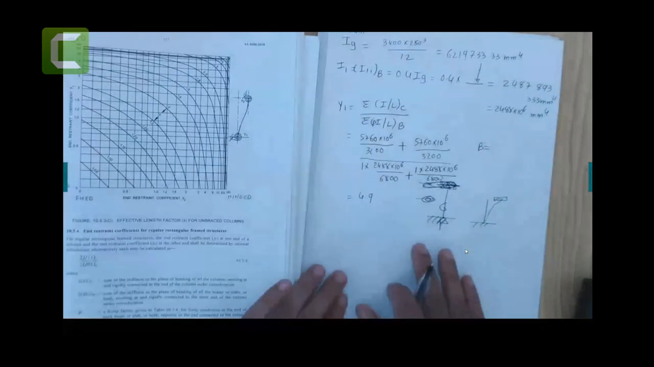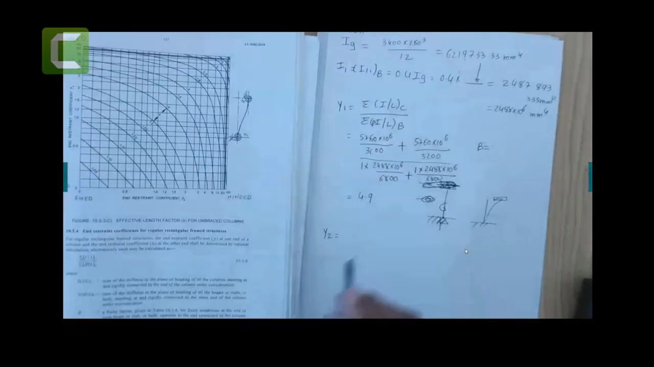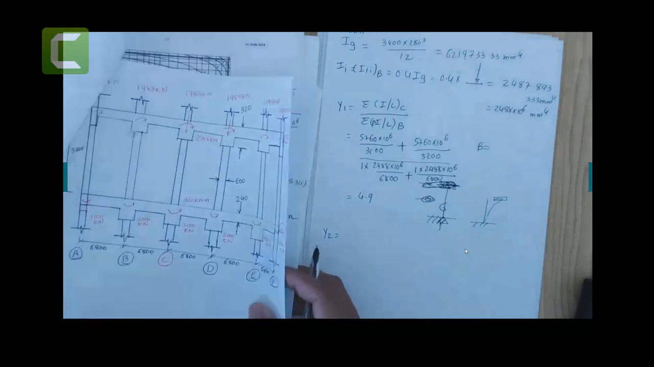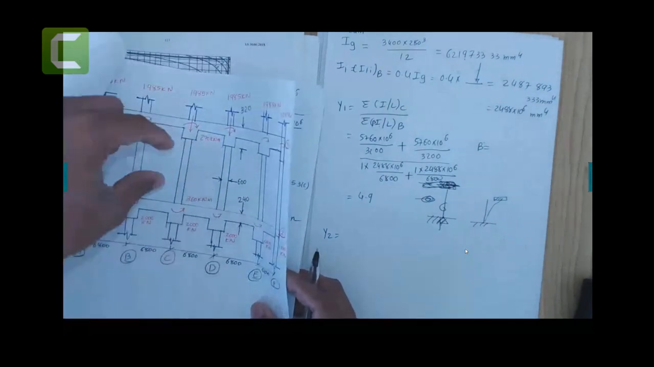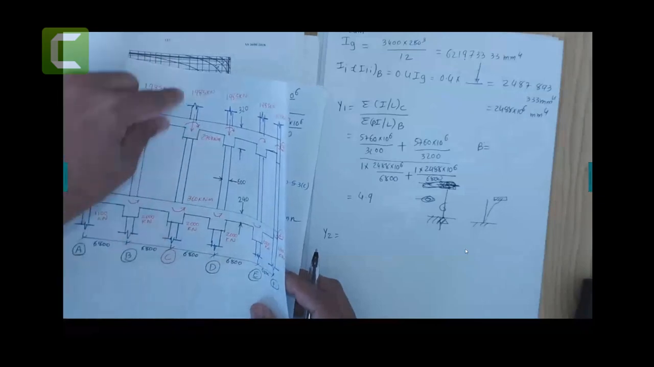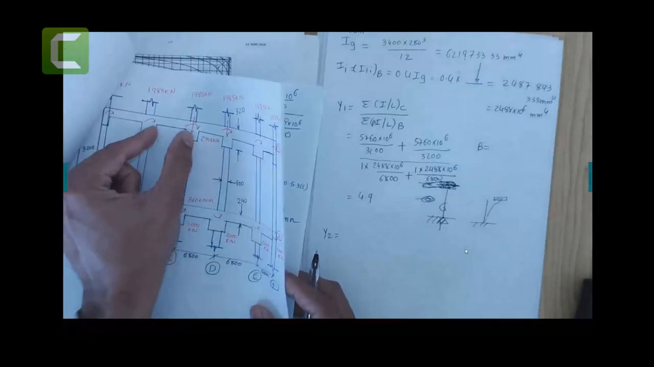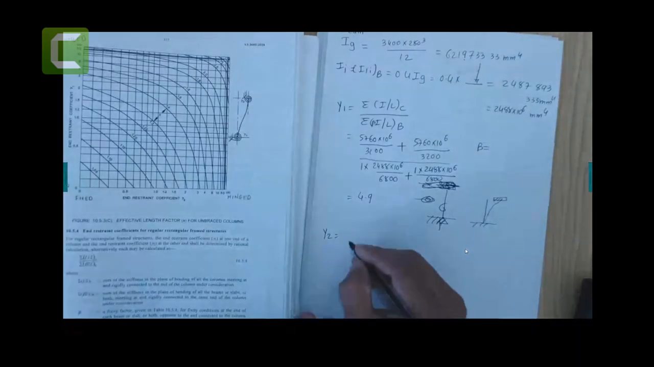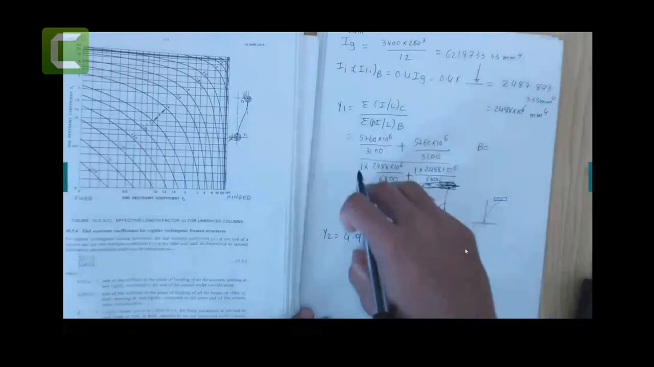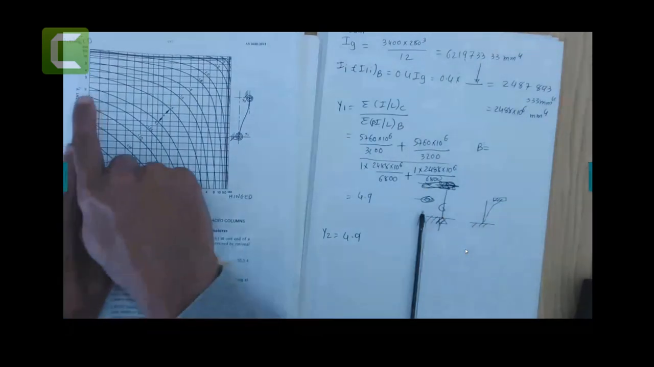We're going to repeat the same procedure to find gamma 2. Now let's find gamma 2. It is exactly the same procedure. There is not much difference here because we have an identical connection. Whatever the columns are here is exactly the same. You have the same scenario, this beam, so we have exactly the same. So your gamma 2 would be 4.9. You can repeat this if you like, but gamma 2 is equal to 4.9. Now gamma 1 is 4.9.